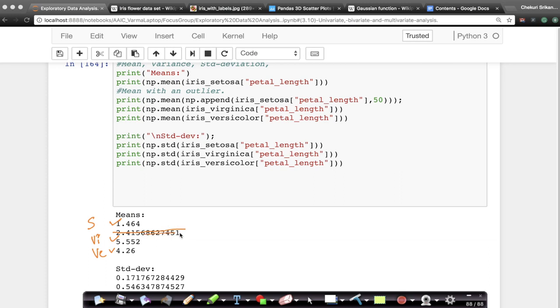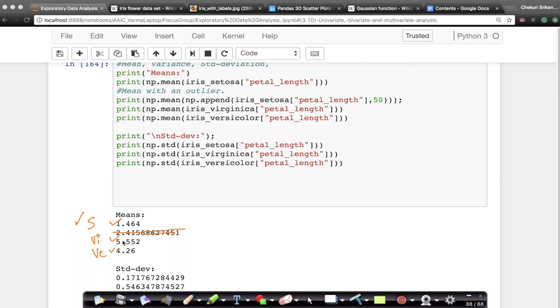I'll come to what it is in a while. By just looking at these three numbers, I can tell you that setosa flowers tend to have a much smaller petal length as compared to virginica and versicolor. And virginica and versicolor have petal lengths, of course, versicolor petal lengths typically on an average are smaller than virginica, but the difference is not as significant as with setosa. That's the first takeaway.